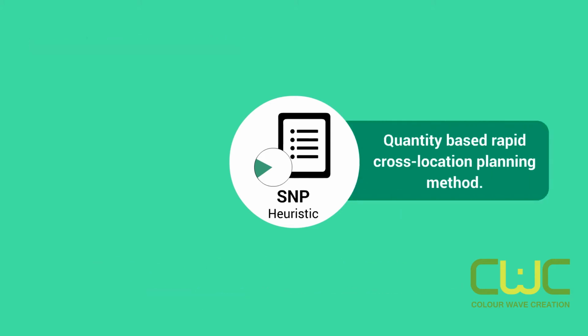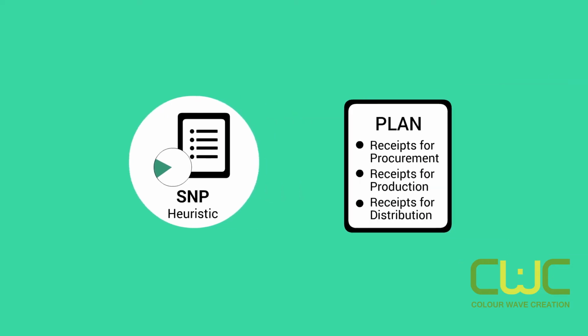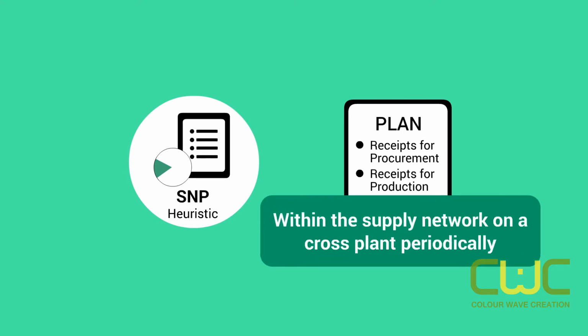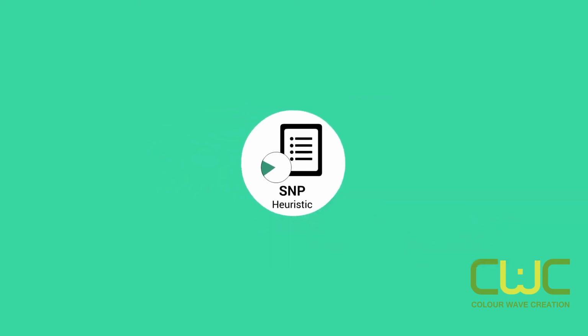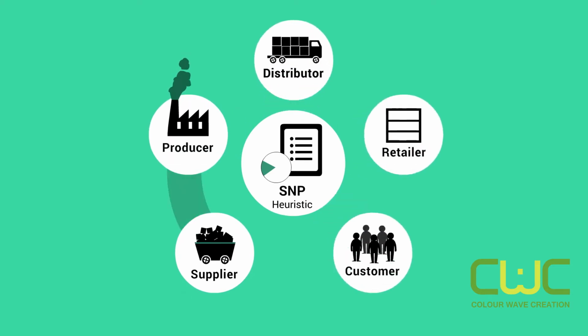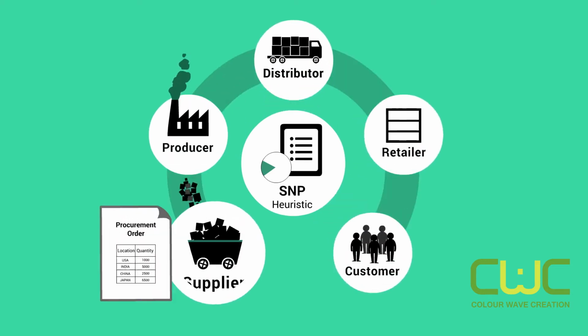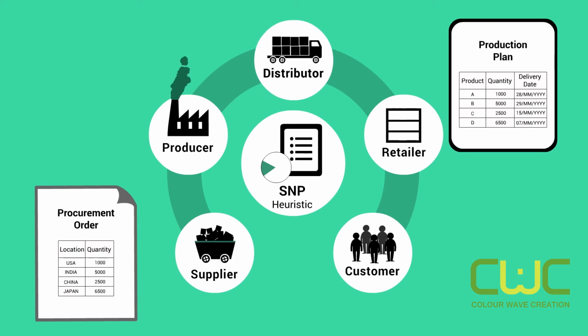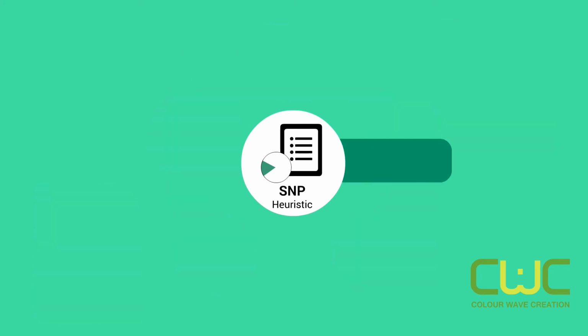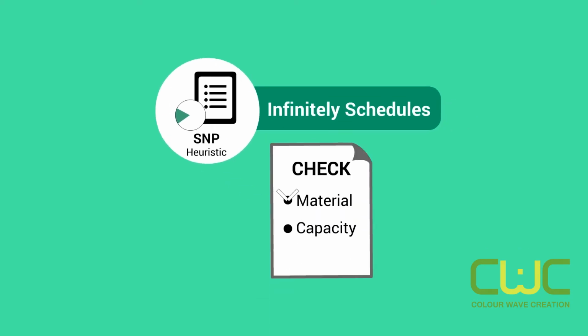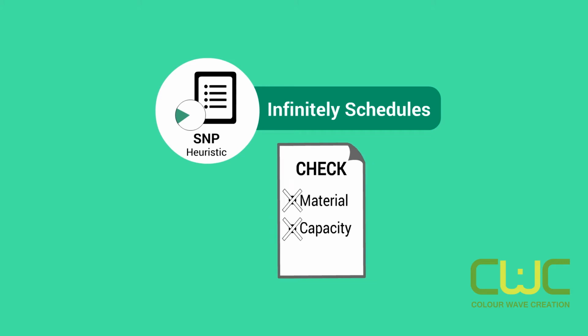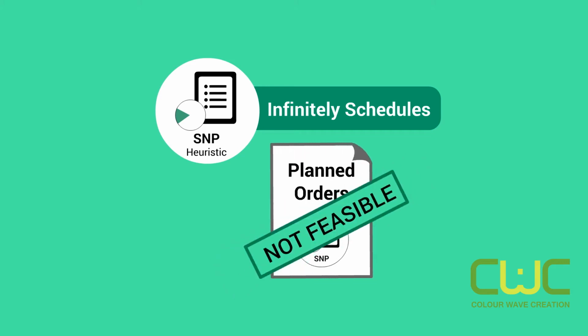SNP heuristics is a quantity-based, rapid, cross-location planning method. The plans include receipts for procurement, production, and distribution within the supply network on a cross-plant periodically. The SNP heuristic plans a constant flow of material throughout the supply chain. As a long-term plan, it also gives you an overview of the products to be procured or produced for each location. The SNP heuristic schedules infinitely. It does not check material and capacity simultaneously, and hence the generated SNP planned orders may not be feasible.